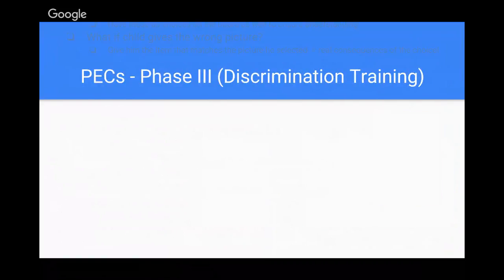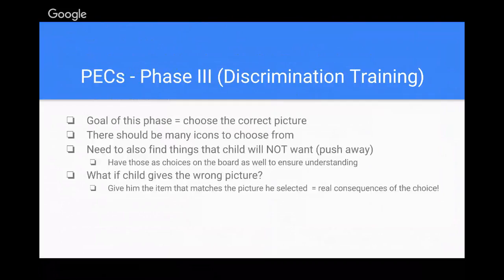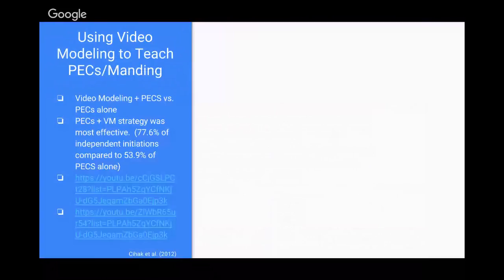Phase 3 is discrimination training, where you might have multiple pictures on the board for them to pick from. They obviously need to have some sort of discrimination training before this, so that they're able to identify what certain pictures are and that they're related to certain things. If they pick something that they don't want, you should still continue to give them what they ask for, to learn by natural consequences. And hopefully that will increase the learning process here.